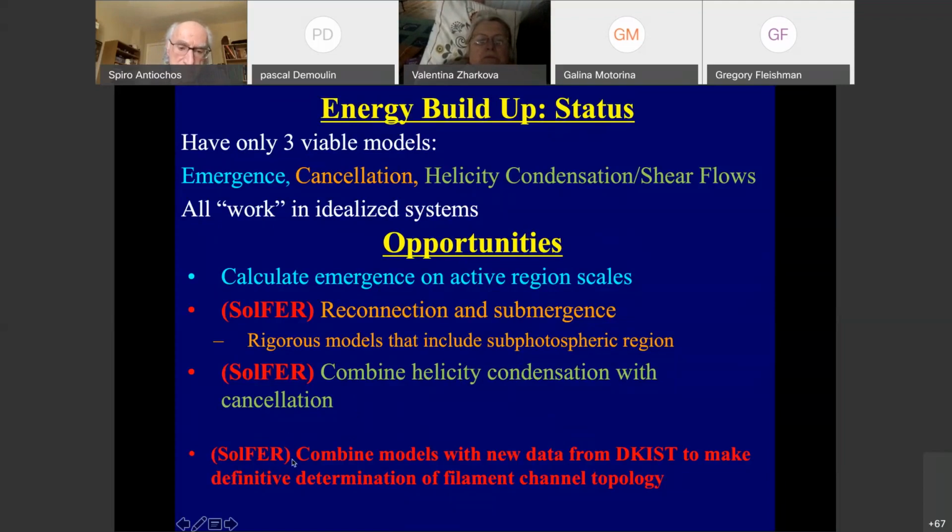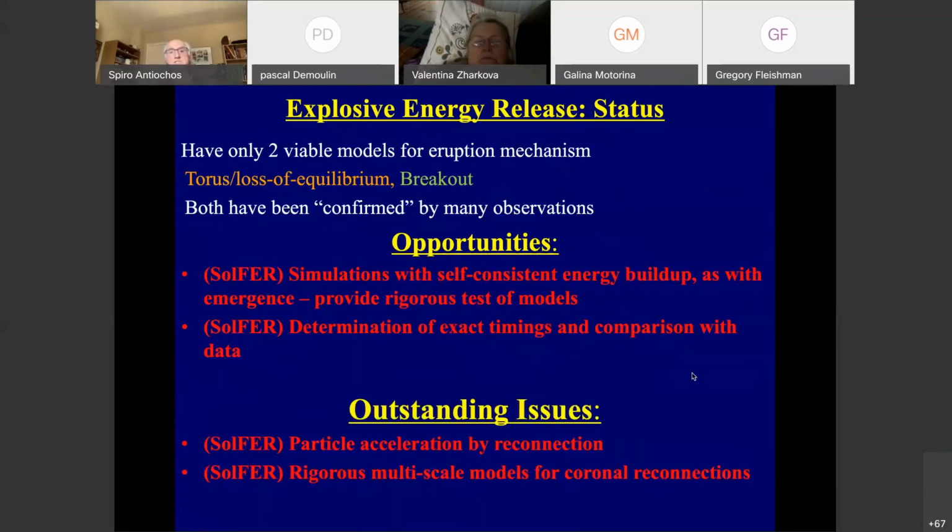The other opportunity I see is, again, combine the models with the new data from DKIST to see if we can make a definitive determination of the filament channel topology. This, I think, is really something that would be exciting to accomplish if we can get there. For the explosive energy release, we have only two models, really torus and breakout. Both, again, have been confirmed by many observations, whatever that means.